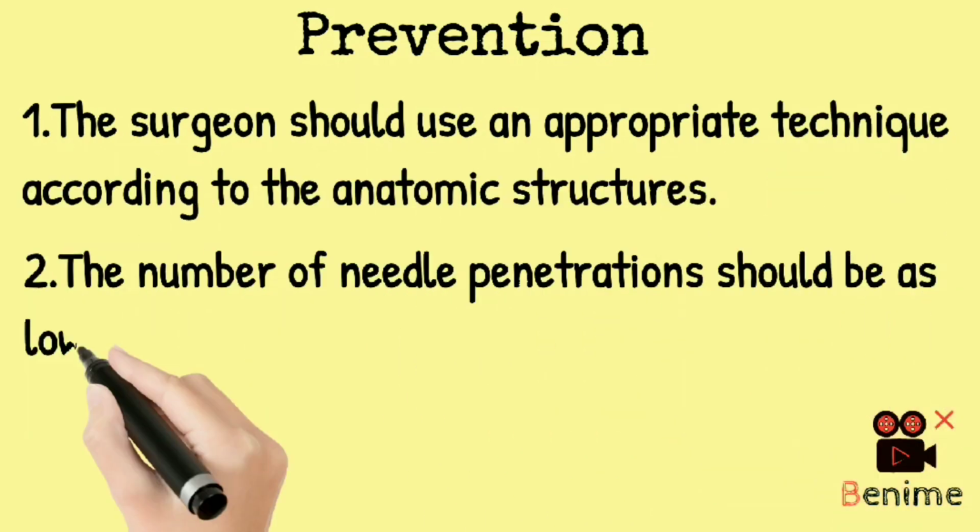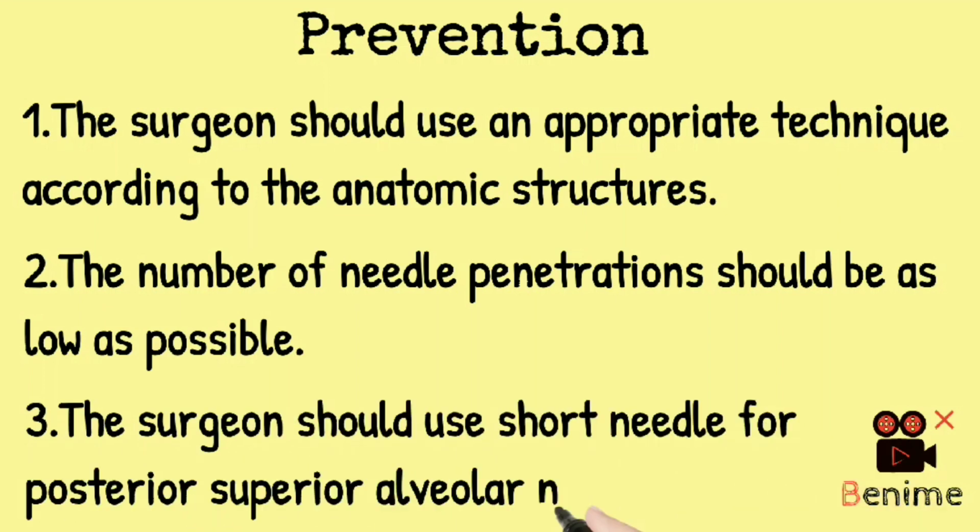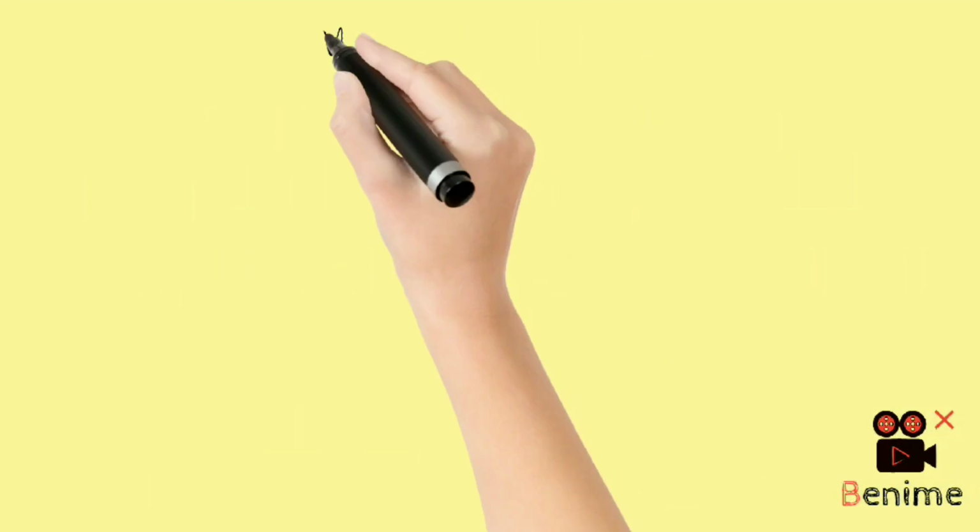The surgeons should use an appropriate technique of injecting local anesthesia, and they should have a thorough knowledge of normal anatomy and landmarks of the particular region. The injection technique can be modified as dictated by the patient's anatomy. Next, you should keep the number of needle penetrations as low as possible, and to minimize the risk of hematoma formation, use short needle especially for posterior superior alveolar nerve block.